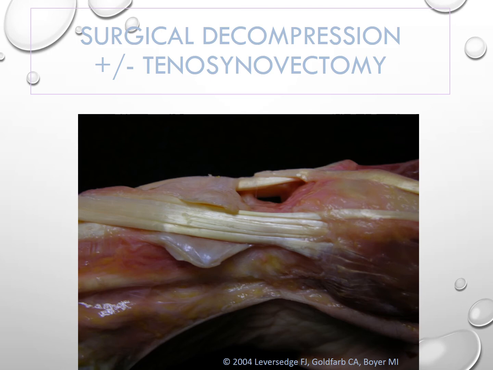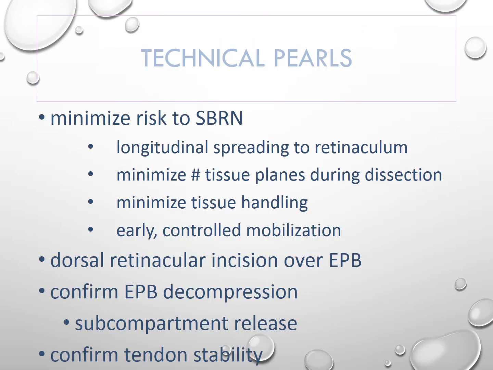Here we can see, again, the surgical decompression as shown before, showing a shelf for the tendons to rest on, releasing it dorsally so those tendons don't subluxate. So it's important to minimize your risk to the superficial branch of the radial nerve. You make sure you do longitudinal spreading along the retinaculum. You minimize your number of soft tissue planes. Again, you minimize your tissue handling, and you perform early controlled mobilization to minimize scar tissue.